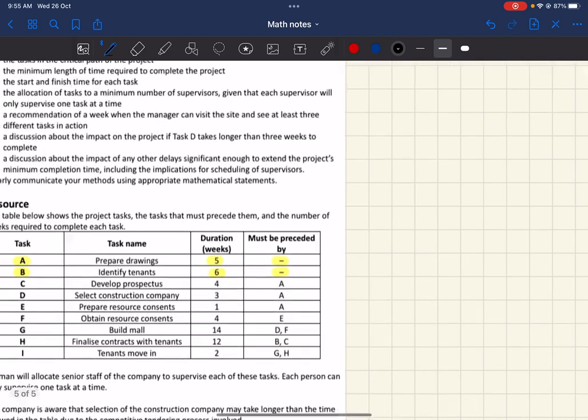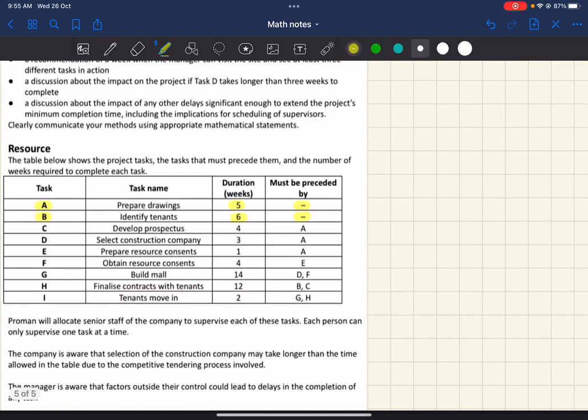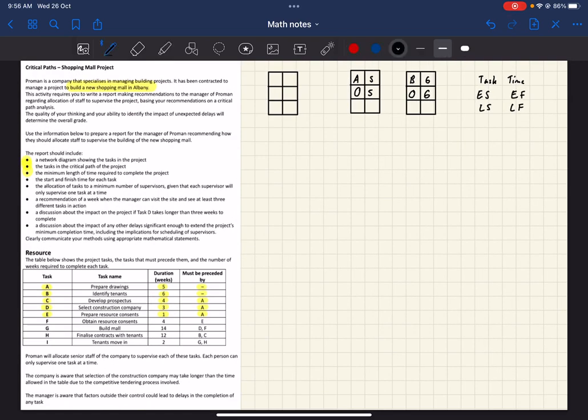Now that we've done that, we can do these other ones. Anything that has A or B before it, and only A or B, can be started now. So we could do C, because it has A before it, and we've already done A. D, because of the same reason, and E, because of the same reason. So they're all following A. So I go from A to C and D and E.